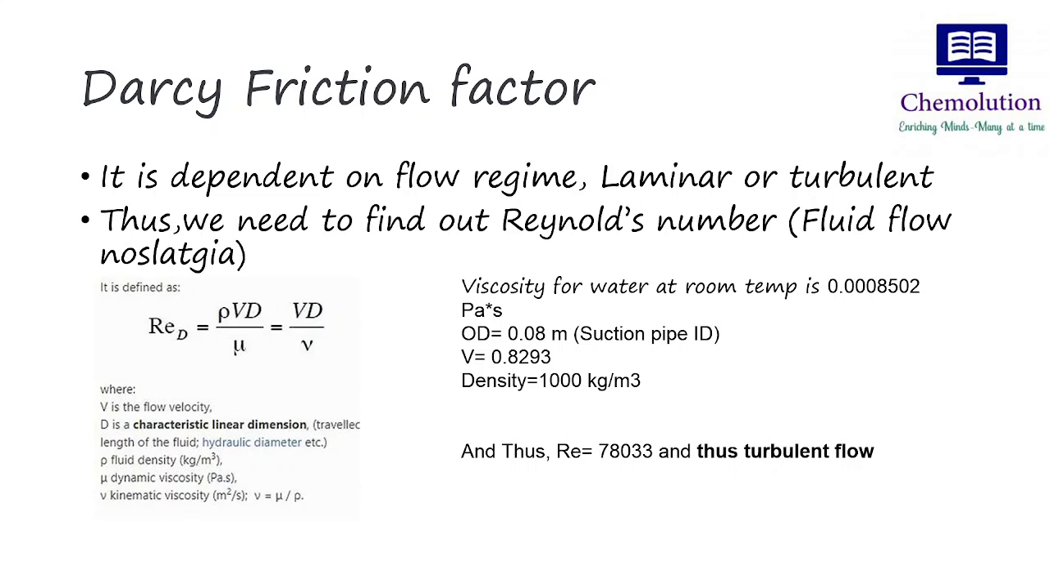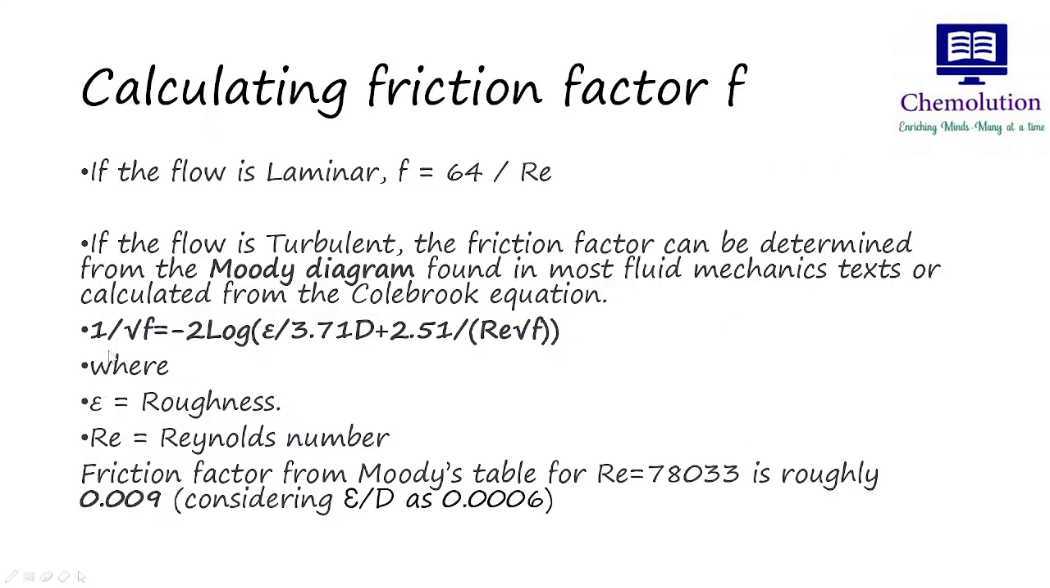Please comment the value above which the flow becomes turbulent, but for this Reynolds number it becomes a turbulent flow. So why is Reynolds number important, and why is this determination of turbulent and laminar important? Because we have two equations.